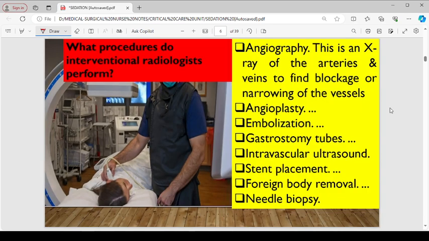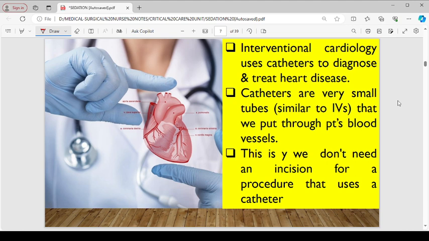All right. Another procedure where we could have sedation is interventional radiography, like angiography, angioplasty, embolization, gastrostomy tubes, intravascular ultrasound, stent placement, foreign body removal, or needle biopsy. Lastly, we also have interventional cardiology, which is another procedure that could require some moderate sedation. The catheters here are usually very small, similar to an IV, and are put through the patient's blood vessels. This is why we don't need an incision for the procedure that uses the catheter.